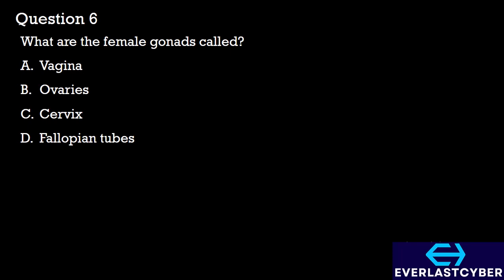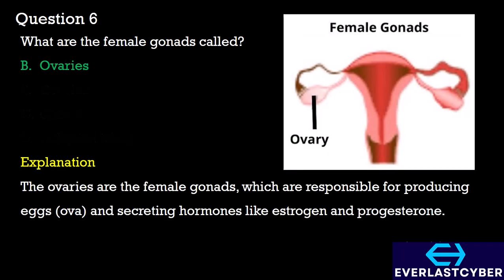The vagina is the muscular canal leading from the external genitals to the cervix of the uterus. The ovaries, on the other hand, are the female gonads because they are responsible for producing the eggs and secreting hormones like estrogen and progesterone. The cervix is the lower part of the uterus that opens into the vagina, while the fallopian tubes are the tubes that carry eggs from the ovaries to the uterus. However, they are not involved in hormone production, nor are they classified as gonads. So our answer here is option B. The ovaries are the female gonads.